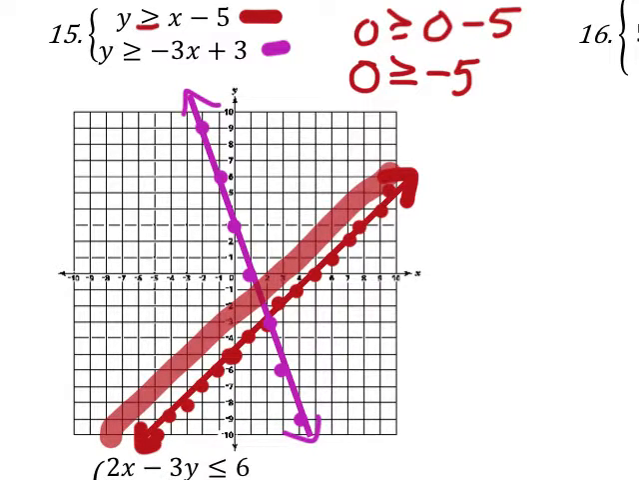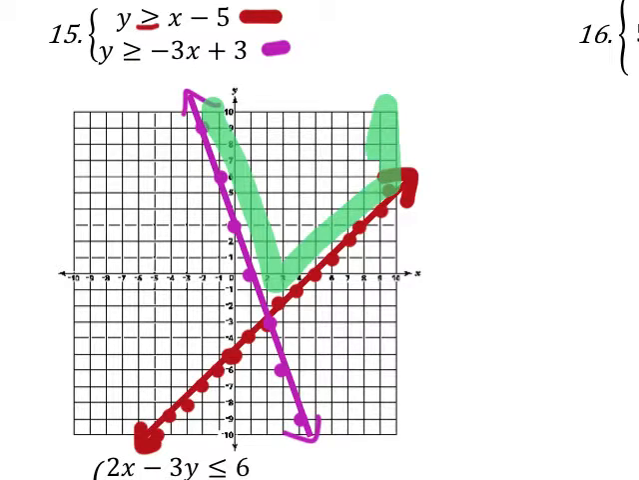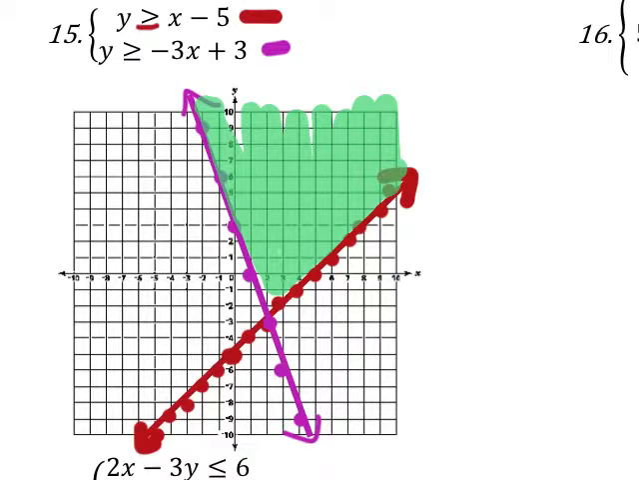The next line we can see we're going to use 0, 0 as well. So 0 is greater than or equal to what would be 0 plus 3. Well, this is false, so I'd have to shade in the opposite direction from where 0, 0 is on that purple line, which is here. So we can see that they're intersecting in this area. So I'm going to go ahead and get rid of those and just shade that area. And I'll use a different color just to make sure that we know that this is the shaded area. And yeah, it looks pretty good, alright.